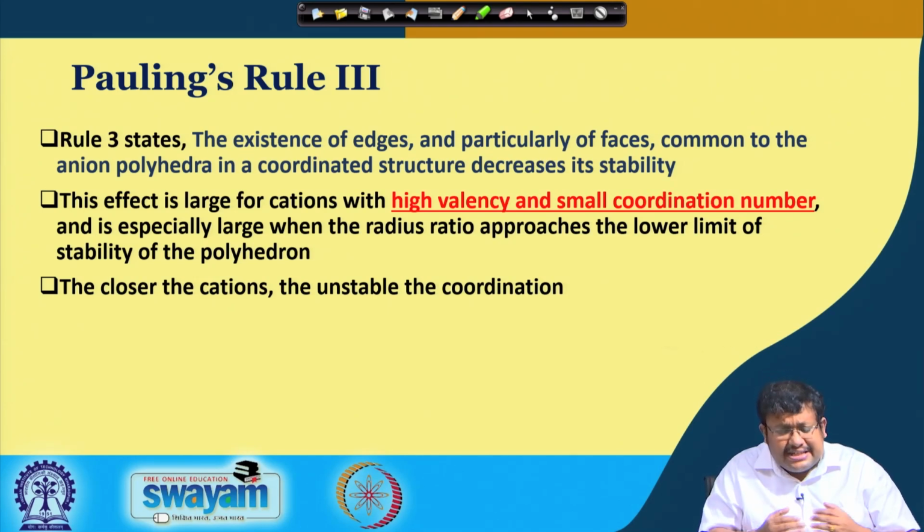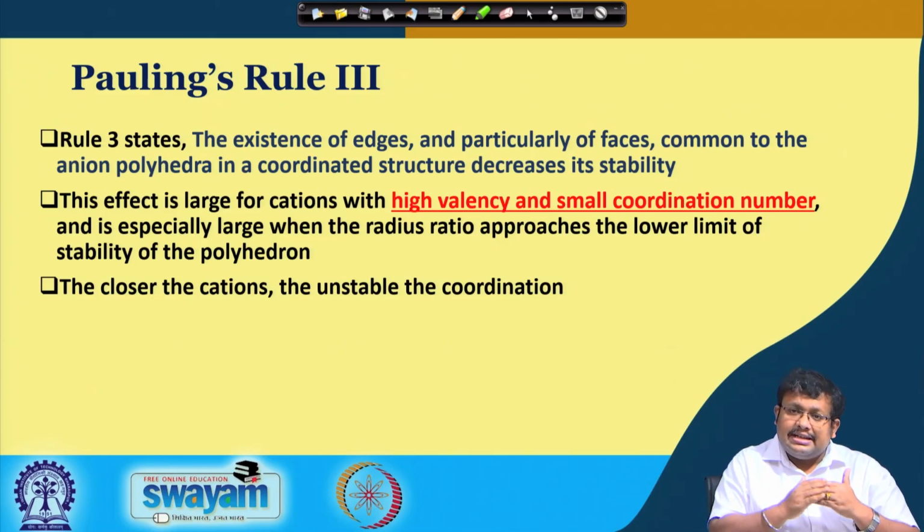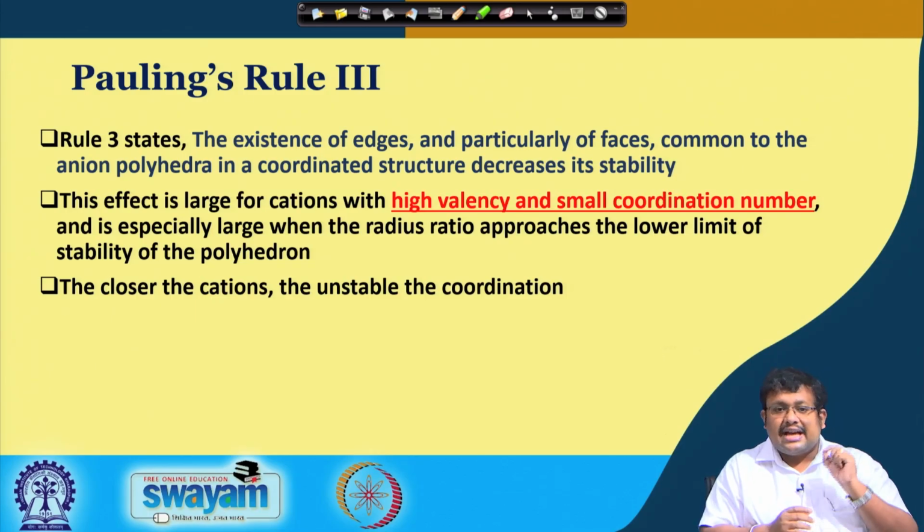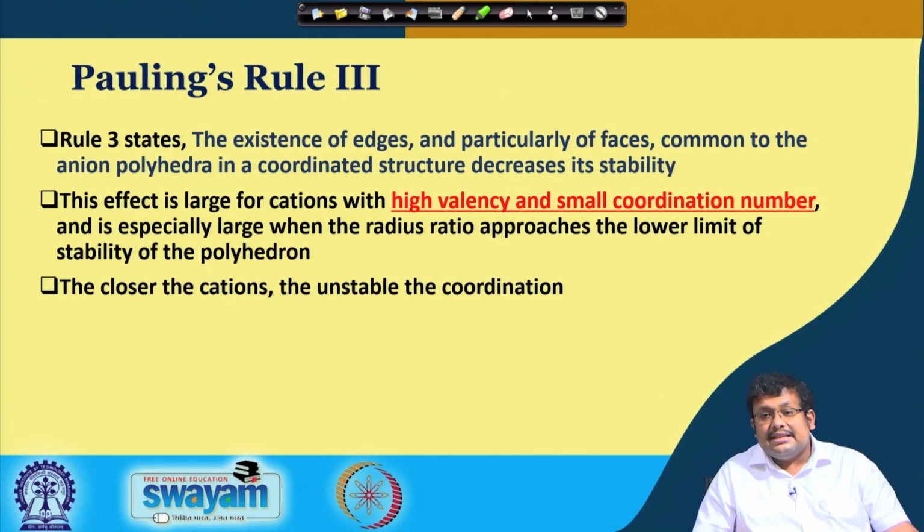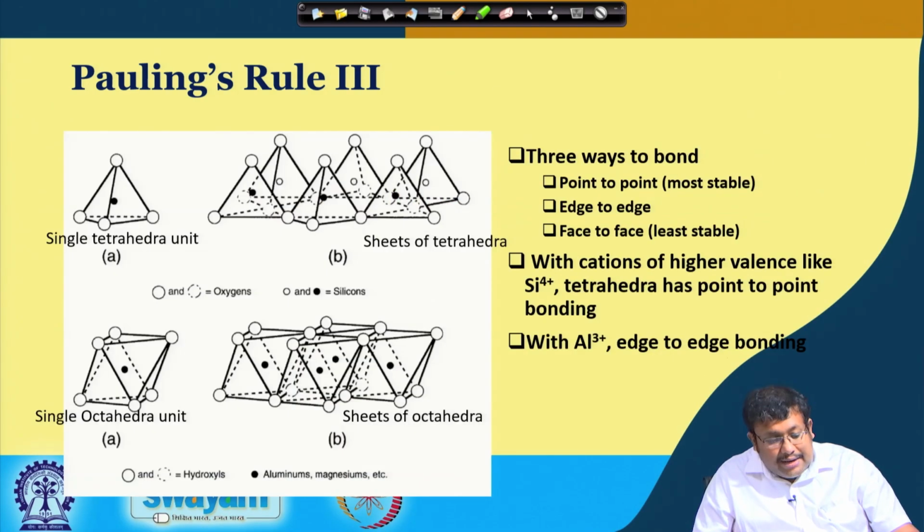This type of instability is especially large when the radius ratio approaches the lower limit of stability of the polyhedron. When the radius ratio is going down, that means the size of the cation is going down, and subsequently the valency of the cation is increasing and we get a small coordination number. Obviously, there will be a chance of destabilizing the structure. So, this is basically the essence of Pauling's rule 3.